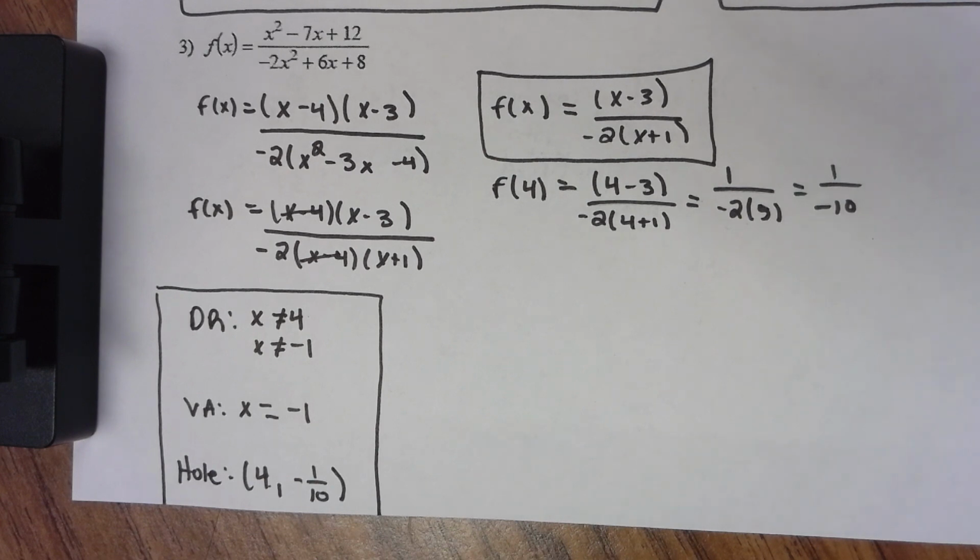But the x minus 4s that we canceled and divided out, we've got a hole at that location. So there's a hole where x is 4. The y coordinate, after plugging that in, is 1 over -10, or -0.1 if you converted it to a decimal. Converting it to a decimal does make it a lot easier to graph it. So your hole is at 4, -0.1.